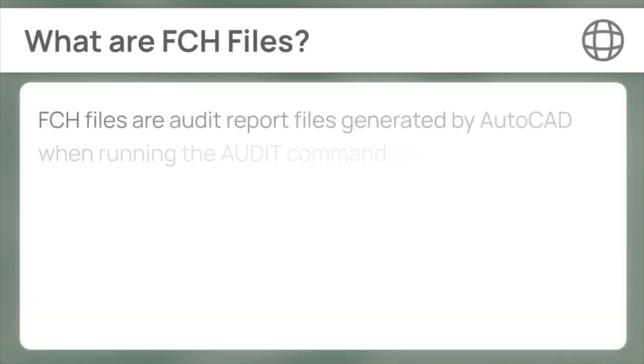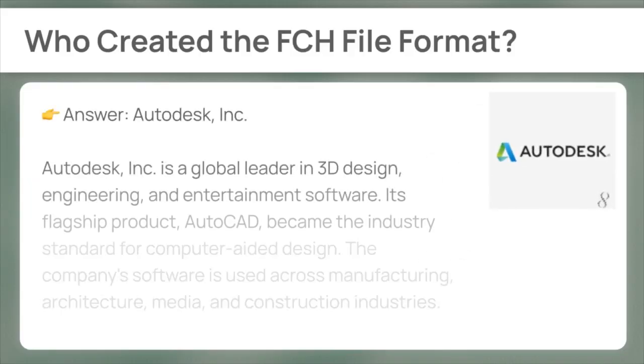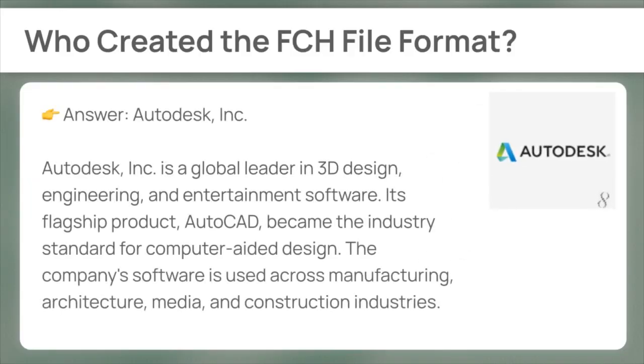FCH files are audit report files generated by AutoCAD when running the audit command on a drawing file. They contain a detailed log of errors found during the integrity check of a DWG file, including corrupted objects, invalid entity references, and automatic repair actions performed by the audit process.